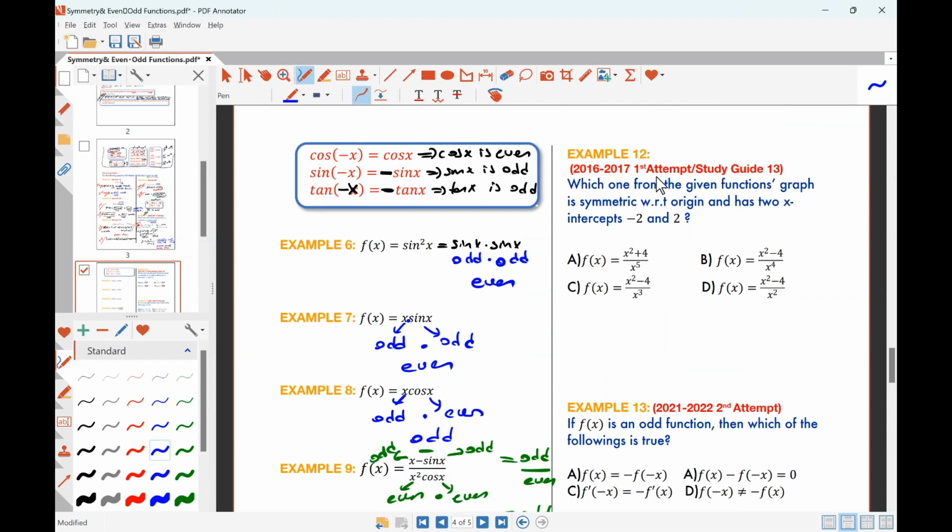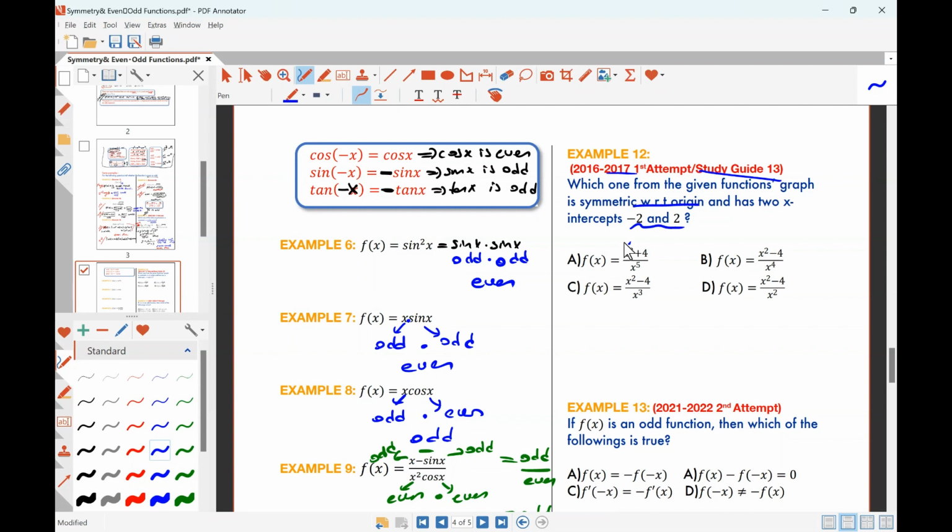Okay, there's a different type of question here. 2017 first attempt ministry question, and this is also in the book, study guide 13. Which one is symmetric with respect to the origin and has two x-intercepts, -2 and +2? We have two topics in one question here. Let's check symmetry first. I'm going to use the shortcuts.